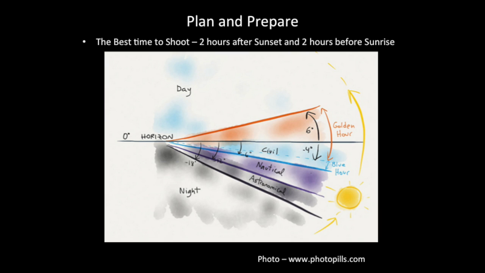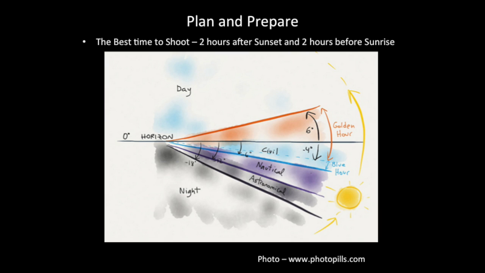And this diagram I took from photopills.com. I really like this diagram, and it explains not only the time that you should shoot night photography, but also the time when you can go out and shoot day photography as well. So this tells you the position of the sun and how important it is for night and day photography.